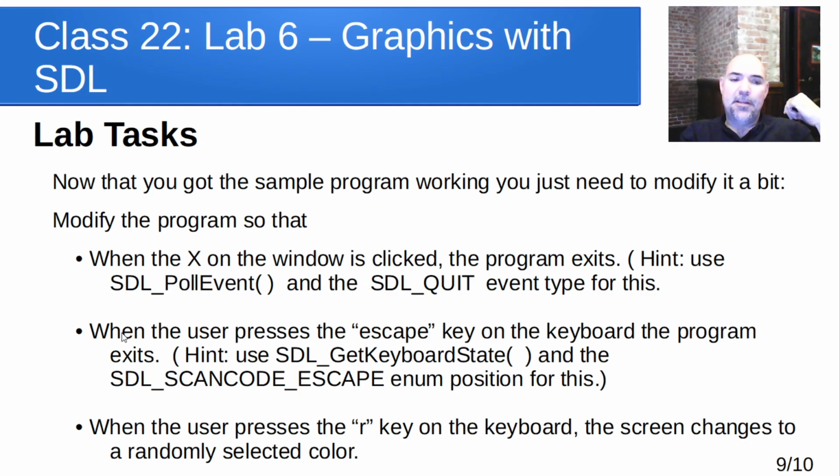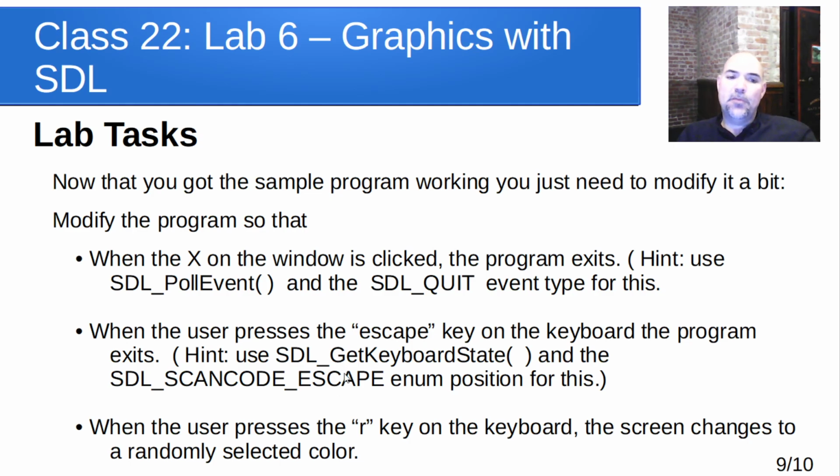The second thing you're going to need to do is, when the user presses the Escape key, it exits. So they need to quit with the X or quit with the Escape key. And again, there's some hints there for that. If you use that SDL_GetKeyboardState, there's an SDL_SCANCODE_ESCAPE that you can use with that. And again, this will seem similar if you're used to using Pygame or if you've used Pygame in the past. So anyway, I would Google these things and see if you can figure that out.